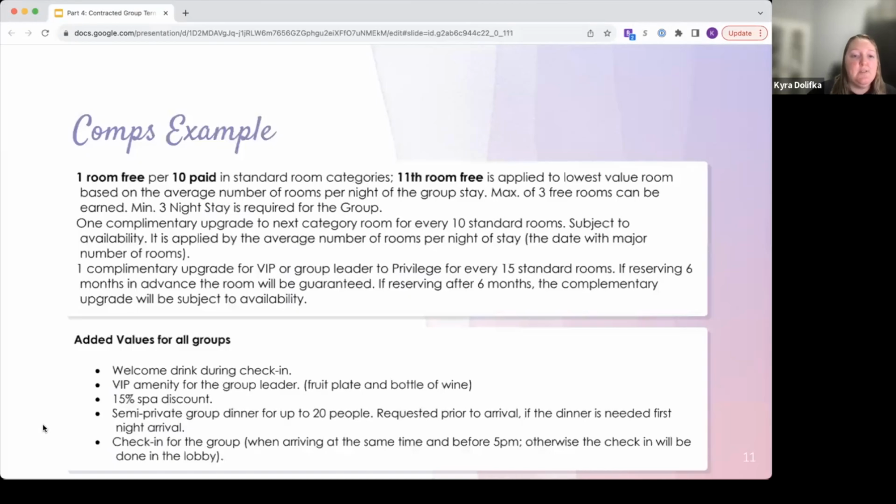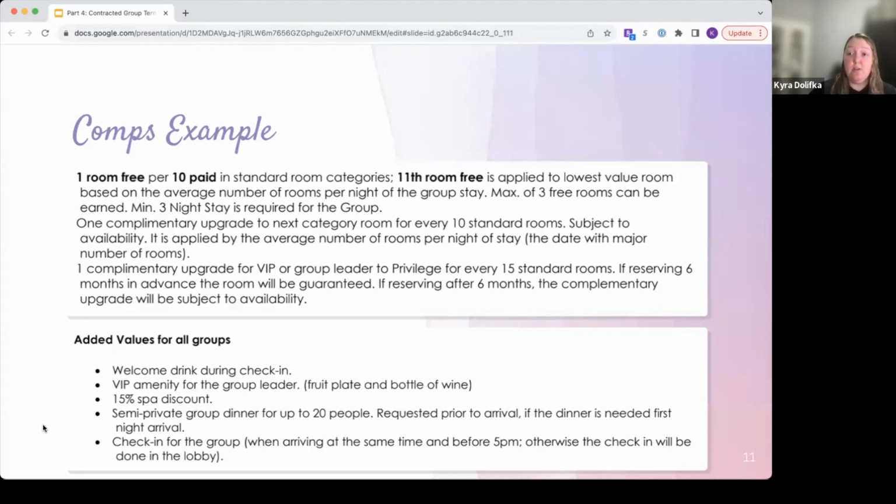So some examples here, and again, these are just examples. You could see anything here, but let's start with the first one. 1 free room per 10 paid in standard room categories. 11th room is free. So at this resort, if you had 11 rooms that you sold, one of those would be free. Now there's some fine print here on how that works, max of 3 free rooms, but 11th room free, that means that's a great deal.